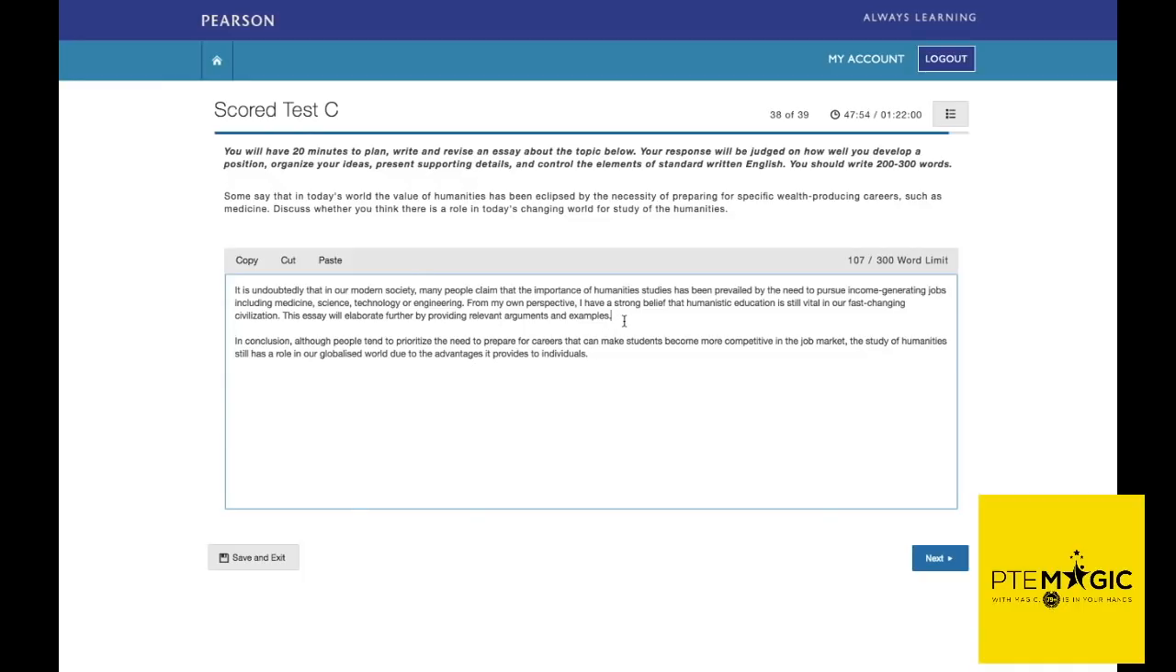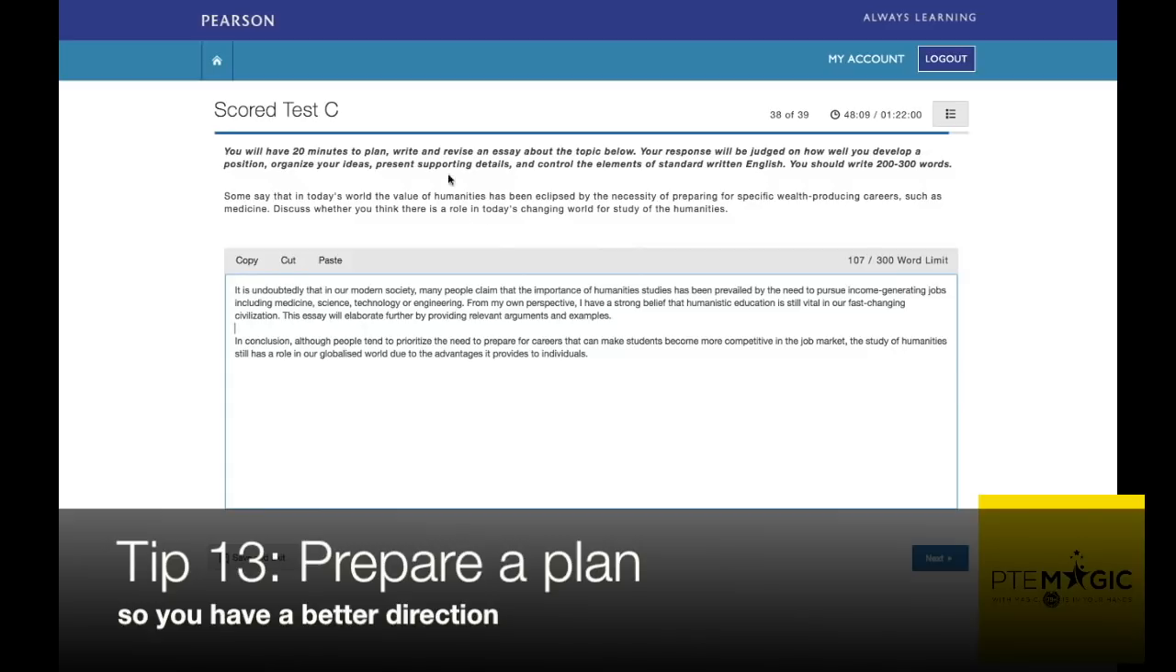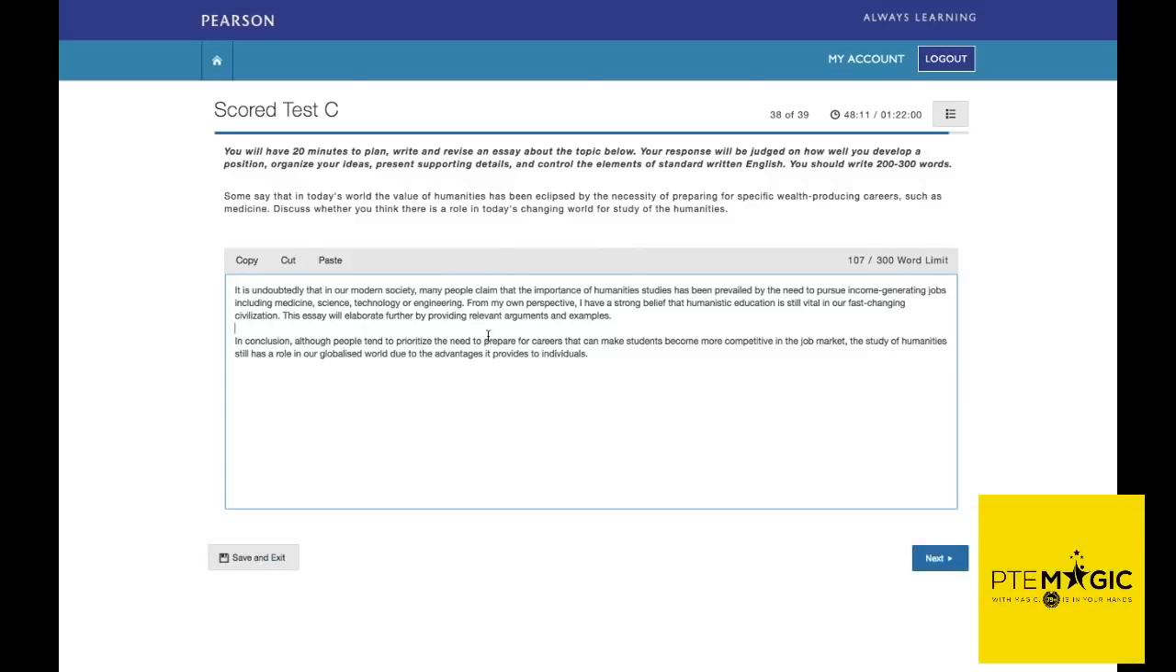So now we just need to write our body part, body one and body two. Let's do our planning quickly. So I agree the study of humanities is very important, so we need to explain why.